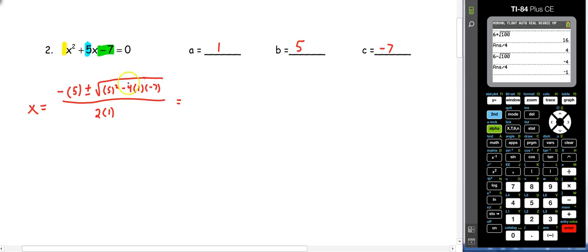So now we're going to simplify. So negative times 5 becomes -5 plus or minus the square root. Remember, we're going to type this all in the calculator using our parentheses.